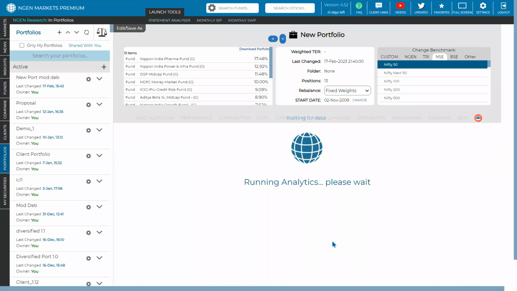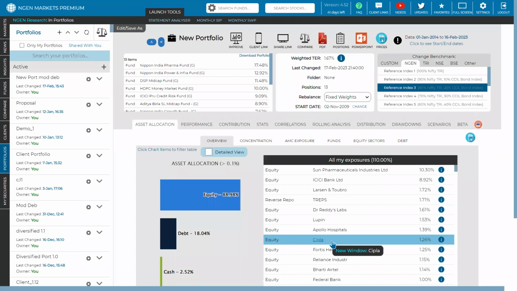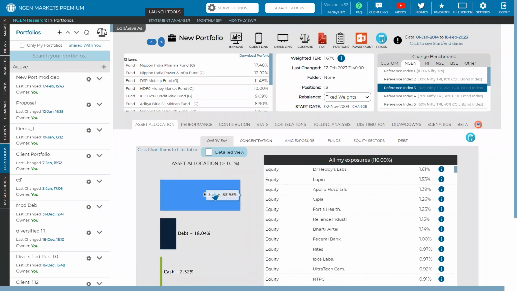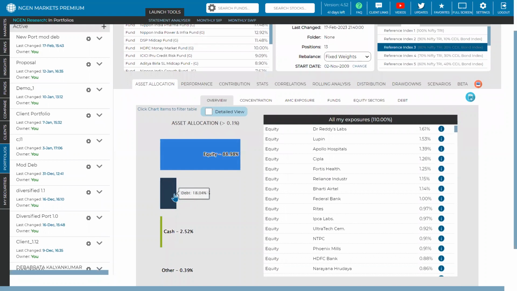Once I run this portfolio with the debt allocation as well, we now have one credit risk exposure and another money market exposure. You can see here that there is 18% exposure now in our portfolio from the debt side. Now, what if I want to take a look at a breakdown overview of this entire asset allocation?